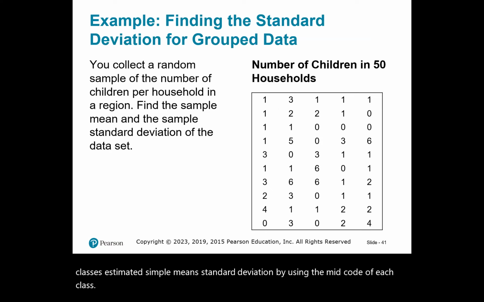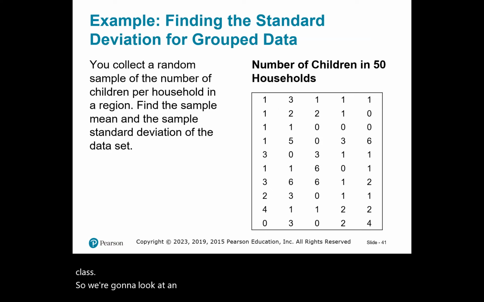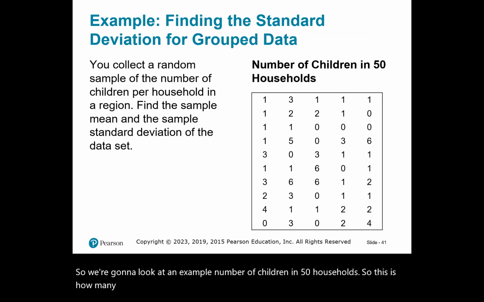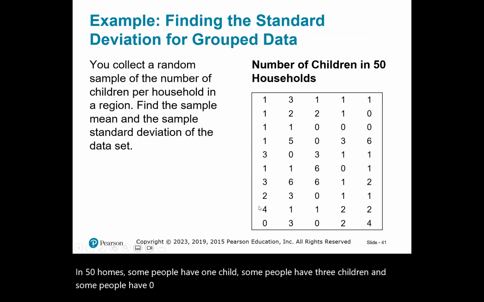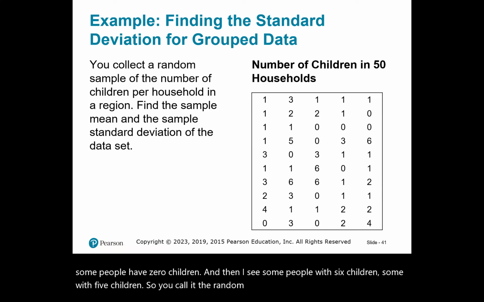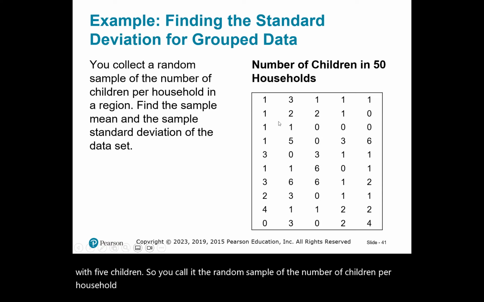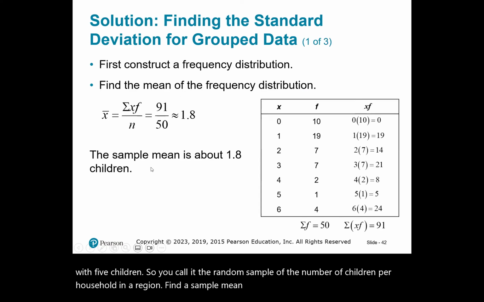We're going to look at an example. Number of children in 50 households. So this is how many children we have in 50 homes. Some people have 1 child, some people have 3 children, some people have 0 children. And then I see some people with 6 children, some with 5 children. So you collect a random sample of the number of children per household in a region. Find the sample mean and sample standard deviation of this data set.